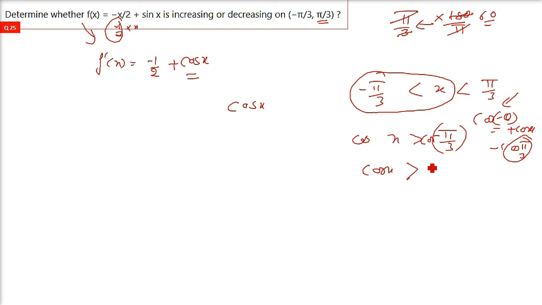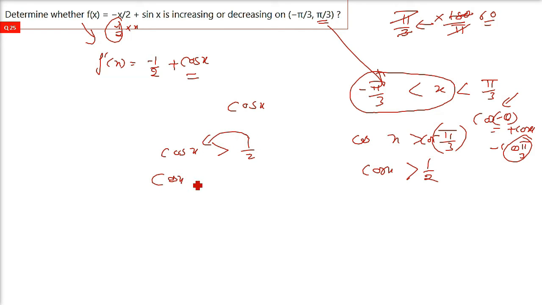I am saying it will always be plus. Cos minus theta is plus cos theta. So it will be cos pi by 3, which is going to be half. So cos x is greater than half. When you have cos x which is greater than half, what does that mean? Now this half, where to get this half?